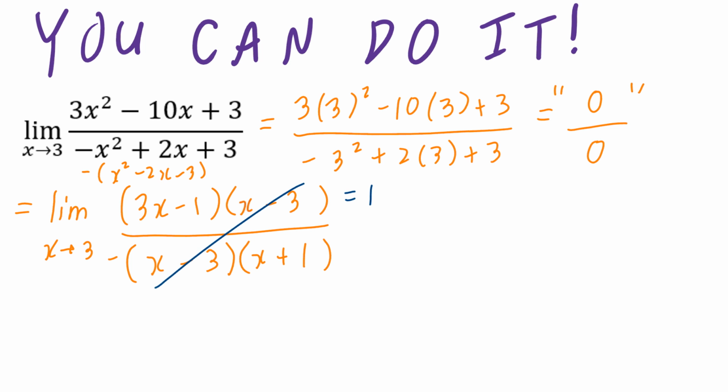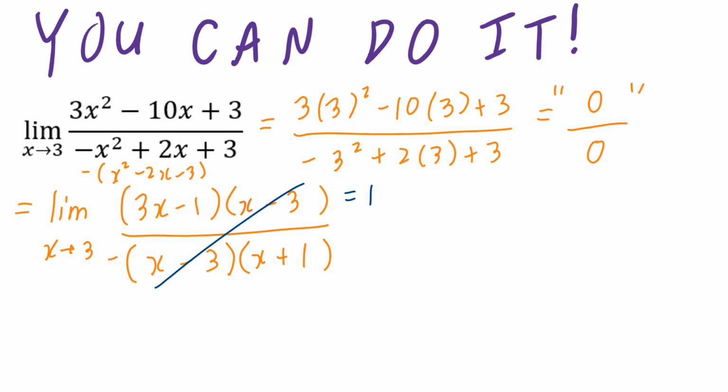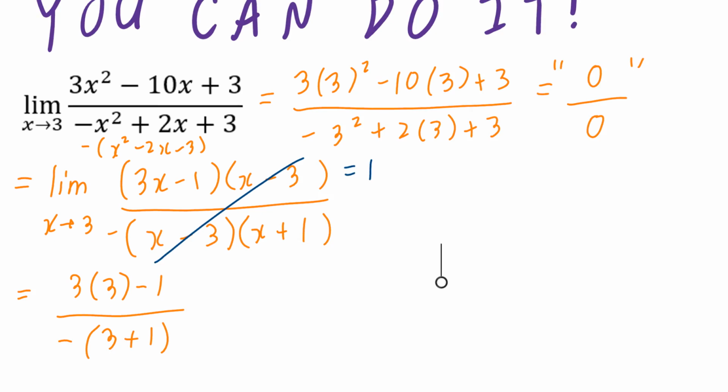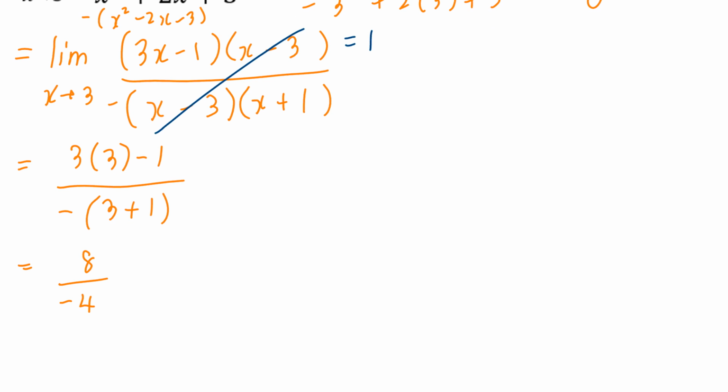Now, when you look at the top and the bottom, you can cross out x minus 3 divided by x minus 3, which equals 1. You go back to the first step. You're going to plug in x to be 3. So 3 times 3 minus 1 divided by negative in brackets 3 plus 1. And if you work it out, this equals 9 minus 1 is going to be 8. 8 divided by negative 4, that's going to give you negative 2. I hope this makes sense.